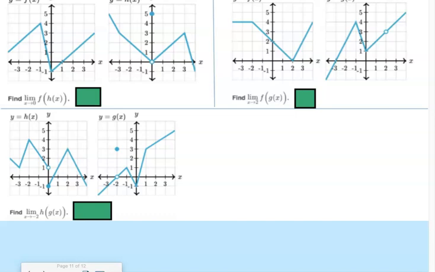This one, limit as x approaches 2 of f of g of x. And then the last one, limit as x approaches negative 2 of h of g of x. So I want you in your groups to take the next 2 minutes or so, discuss these, see what you can come up with for these 3 limits. And I'm just going to kind of sit and see how you do.